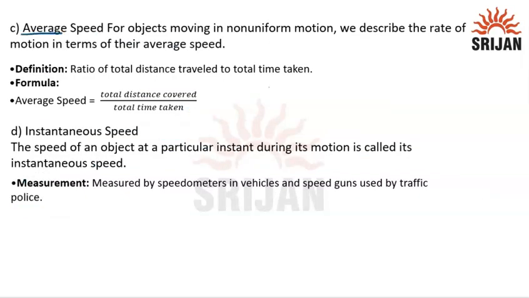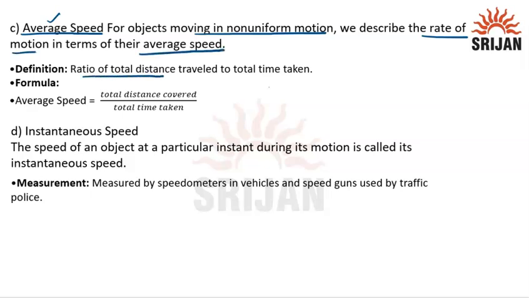The next part is the average speed. What is average speed? When we consider the example of non-uniform motion, there is no fixed formula to calculate the rate of speed. So for that we have to use average speed. We calculate average speed for objects that are moving in non-uniform motion. So we describe the rate of motion in terms of their average speed.